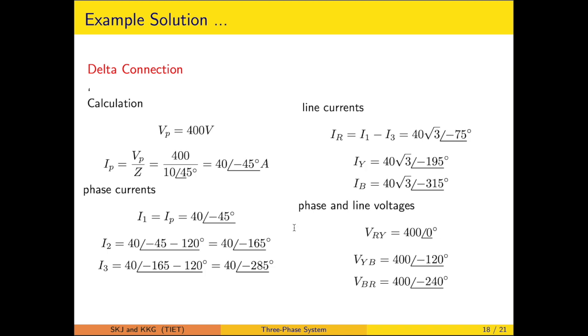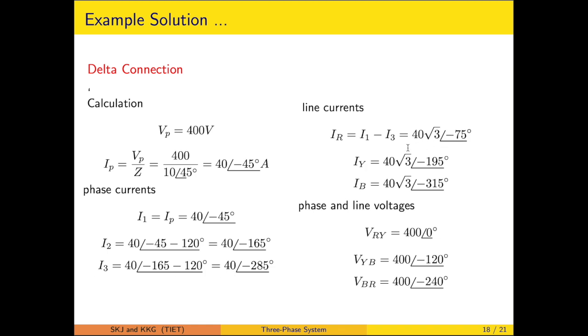For the delta connection, whatever the line voltage, that particular will be the phase voltage. So the phase current is the phase voltage divided by the impedance. So here the current magnitude is increasing. Now I1 is calculated. So that is again, we are taking the phase current as a reference. So 40 angle minus 45. I2 will be giving you magnitude as 40, but this is displaced by 120 degree or lag by 120 degree, so minus 165 degree. Similarly, I3 you can calculate.